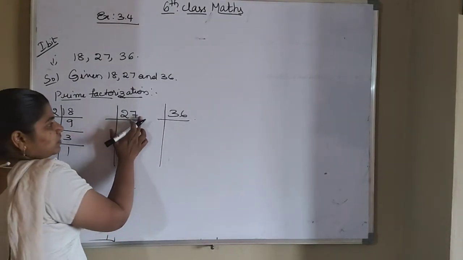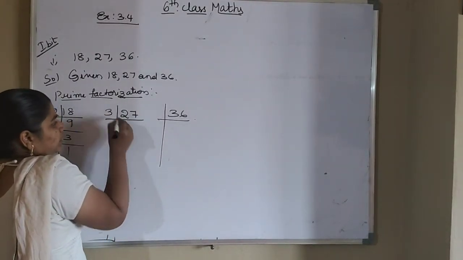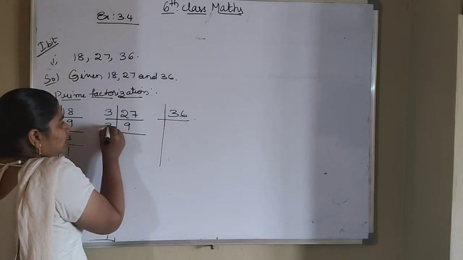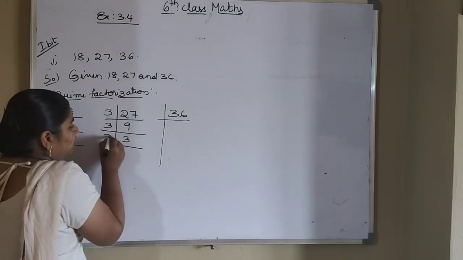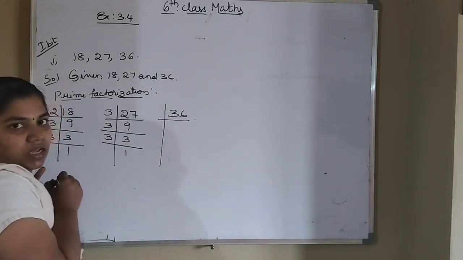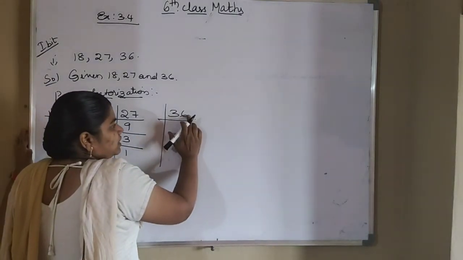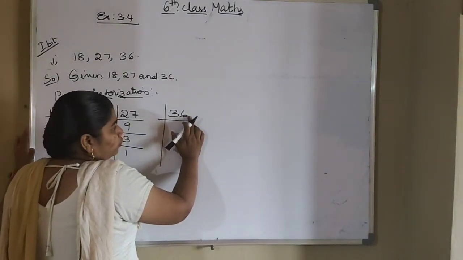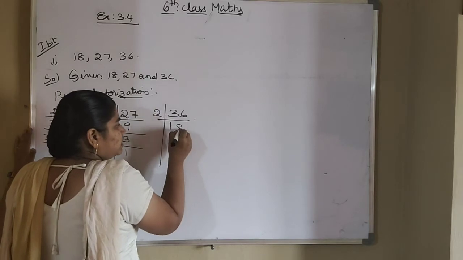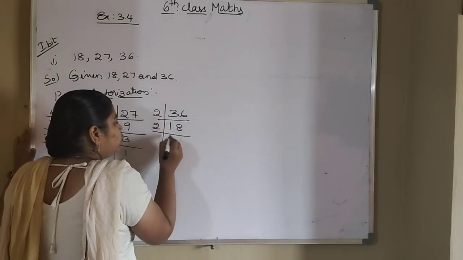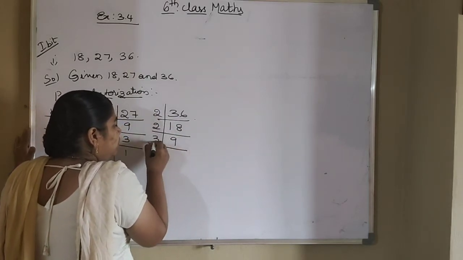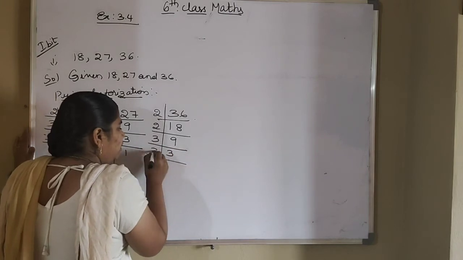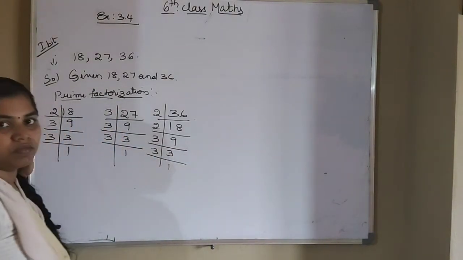Now 27 will go in 3 table. 3 9s are 27. 3 3s are 9. 3 1s are 3. Now 36. 6 is an even number, so it will go in 2 table. So 2 18s are 36. 2 9s are 18. 3 3s are 9. 3 1s are 3. Okay.